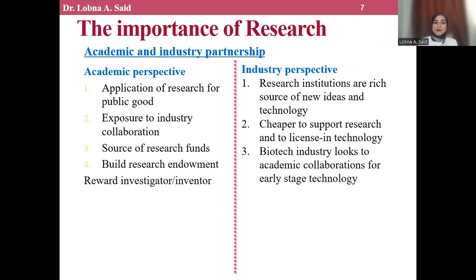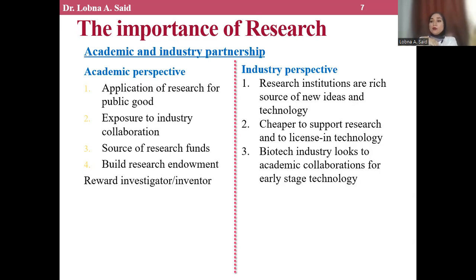We will see the academic perspective and the industry perspective. For the academic perspective, it is the application of research for public good. This is how academia sees the industry partnership. From the industry perspective, research institutions are a rich source of new ideas and technology because they think fresh and are more focused on research. You will find richer sources of new ideas and technology because they have the time and the capability of doing this. This is how industry looks the other way, into academia.